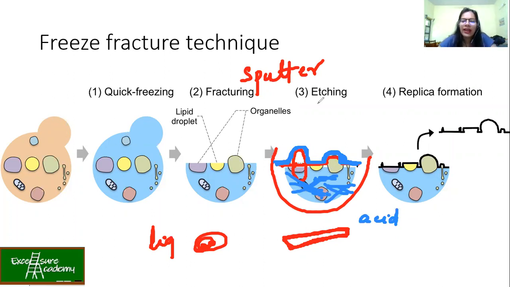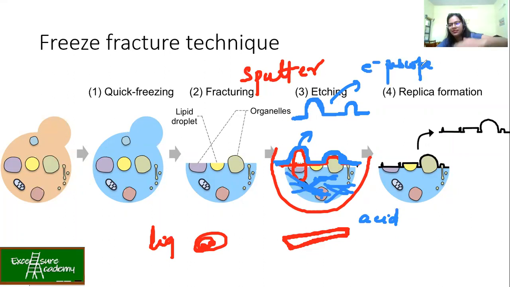Now I'll take this replica, which has got this shape, and I'll study this shape under the electron microscope. So from both sides, I'll have both outer and inner, different angles I'll study, and at the end I'll know what kind of proteins and what kind of phospholipids were present. Okay, so Pallavi, is it clear now?